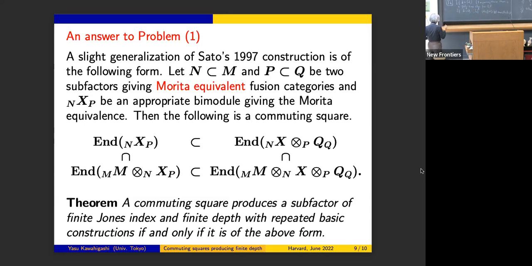So my main result says a commuting square produces a subfactor of finite Jones index and finite depth with repeated basic construction if and only if it is of this form. So this form given by Sato characterizes all the commuting squares we are interested in.